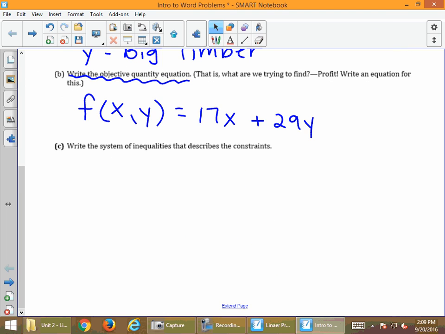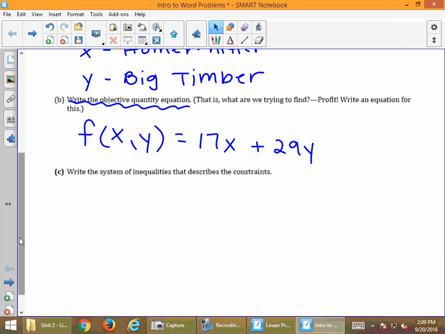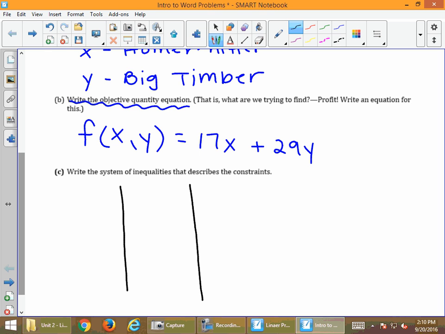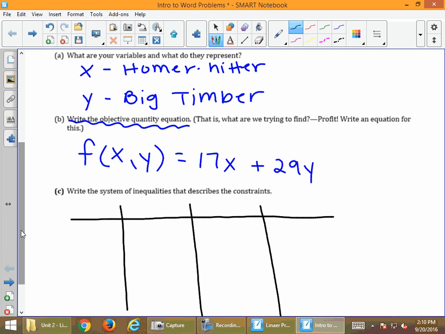Here comes the tricky part, and it's okay. Write the system of inequalities that describes the constraints. I really like to make a table, and you set up your table the same way every time. You're going to make 3 lines, like so, and then a big line across the top. The 2 middle ones are always your variables. One of our variables was the homer hitter. I'm just going to call it homer. And the other one's the big timber. I'm just going to call it timber.